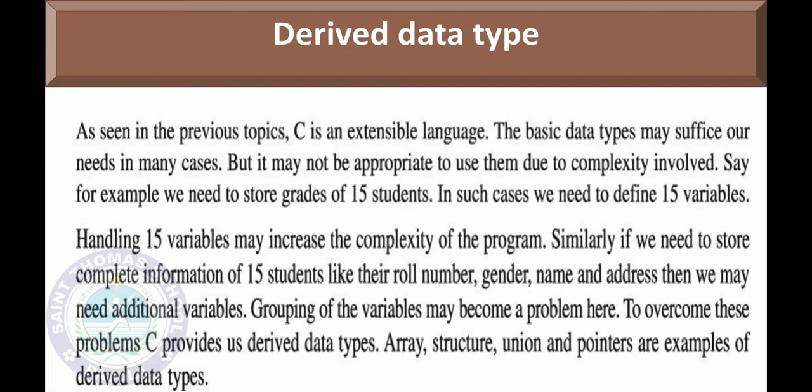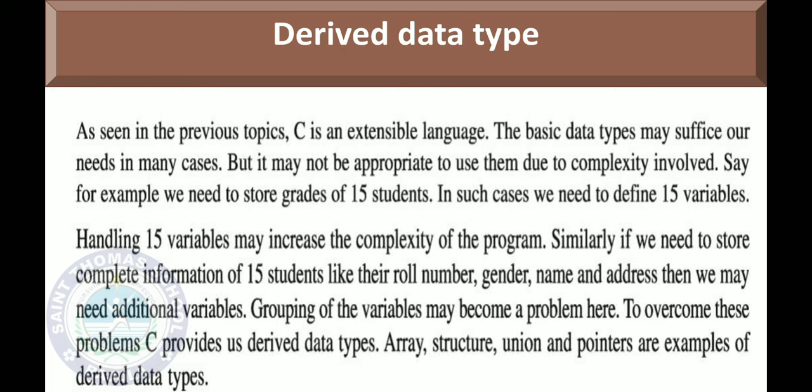So there are 4 derived data types, that is array, structure, pointer and union. So these are the examples of derived data types. So you have to remember how many derived data types are there? 4: array, structure, union and pointer.